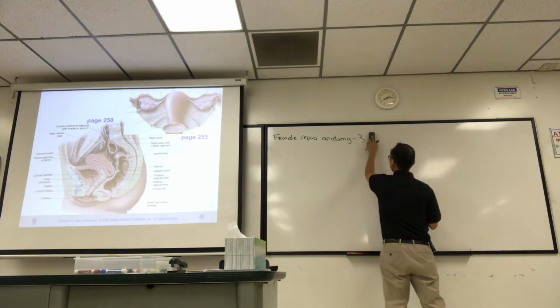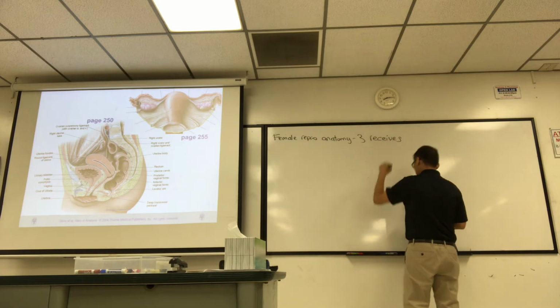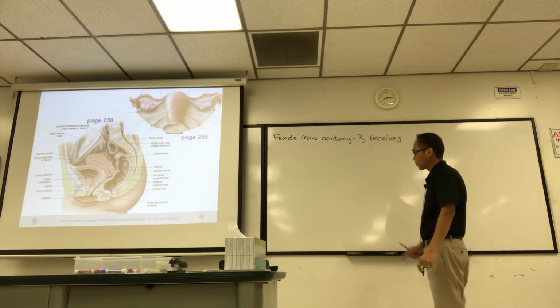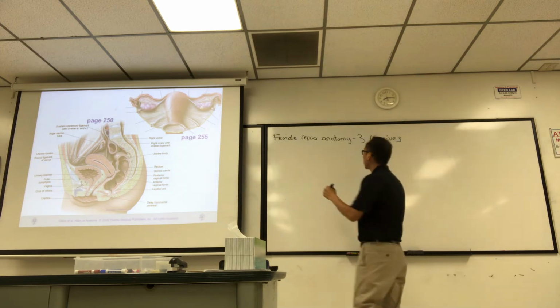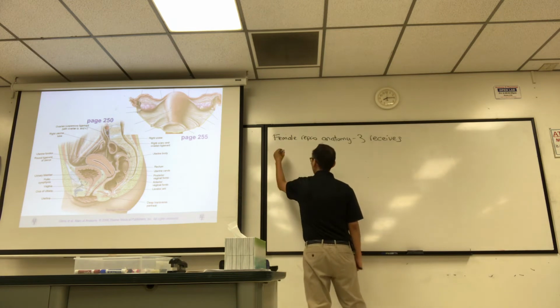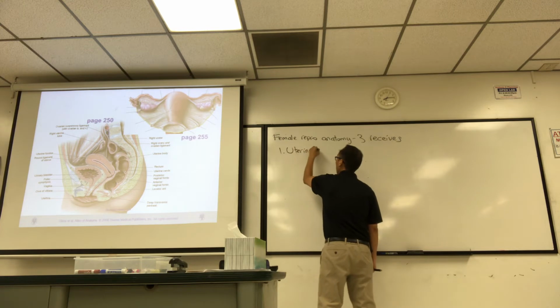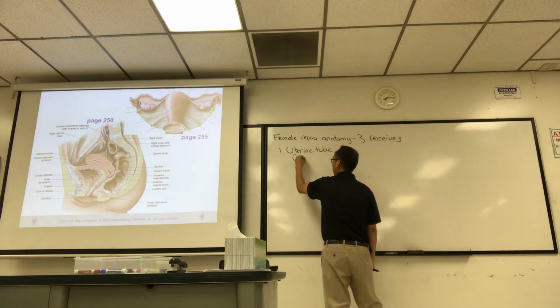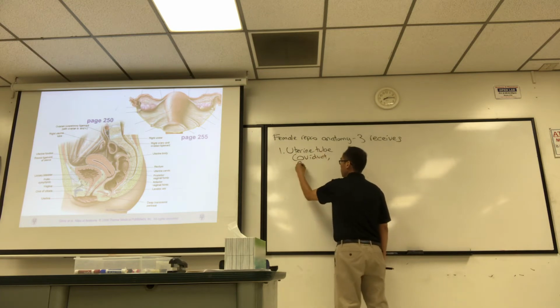The 3 receives. The first receive, what do I mean by that? The uterine tube must receive an ovulated oocyte. Call that number 1 of 3. Uterine tube, also called the oviduct, also called fallopian tube.